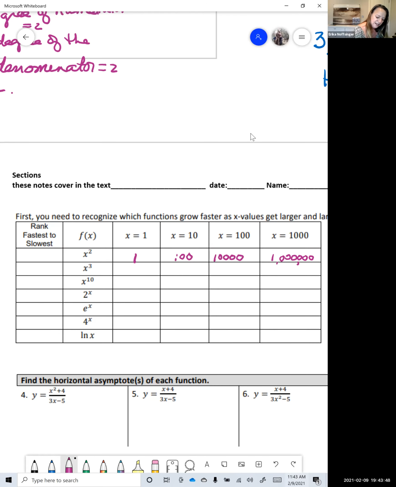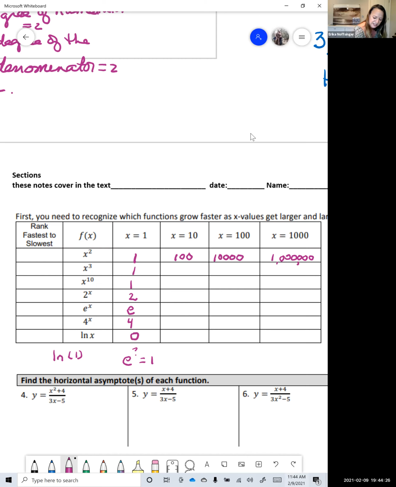If you plugged in 1 into the cubed, well, 1 cubed is 1. Let's just go down here. 1 to the 10th is 1. 2 to the first power is 2. e to the first power is just e. 4 to the first power is 4. Natural log of 1. So this is saying e to what power? Remember, logs are exponents. e to what power gives us back 1? So recall, a number other than 0 raised to the 0 power is 1. So this would be 0.